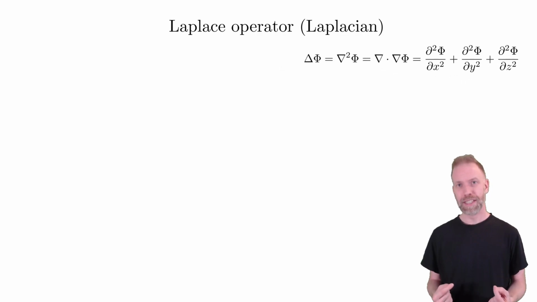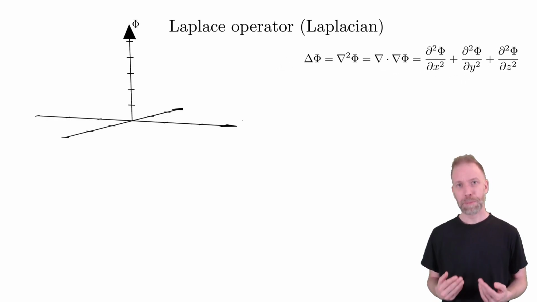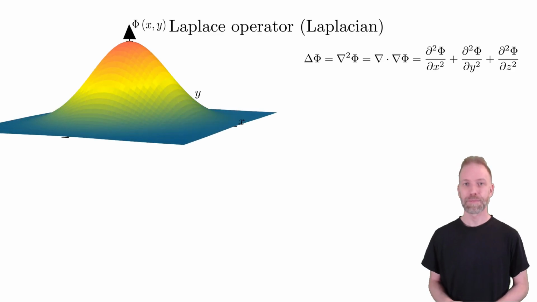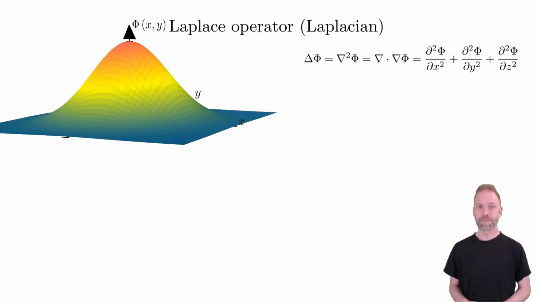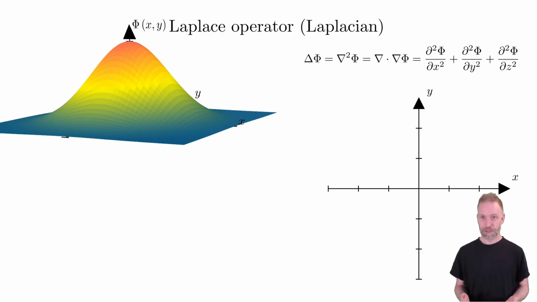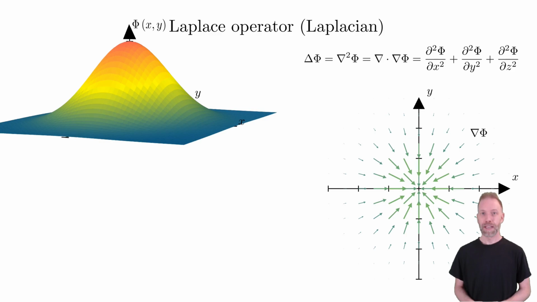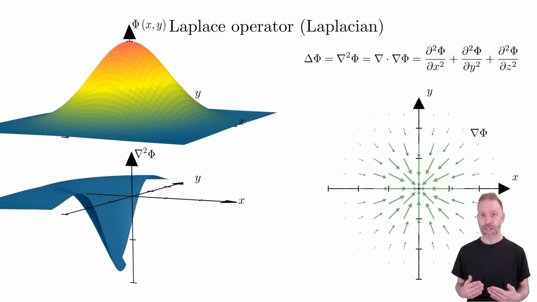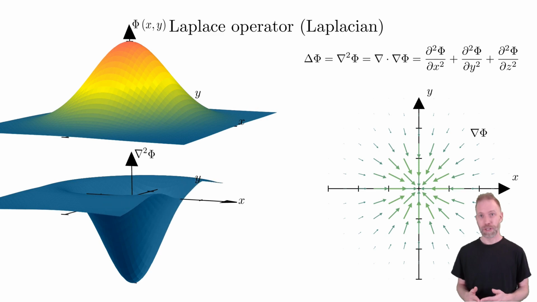Let us visualize this with an example. Start by plotting the function phi, here represented by a Gaussian distribution. Next, plot the gradient of phi as a vector plot. The Laplacian of phi will be the divergence of this vector field. Similar to how the ordinary second order derivative represents curvature, the Laplacian will also represent the curvature when we add the contributions from all directions.